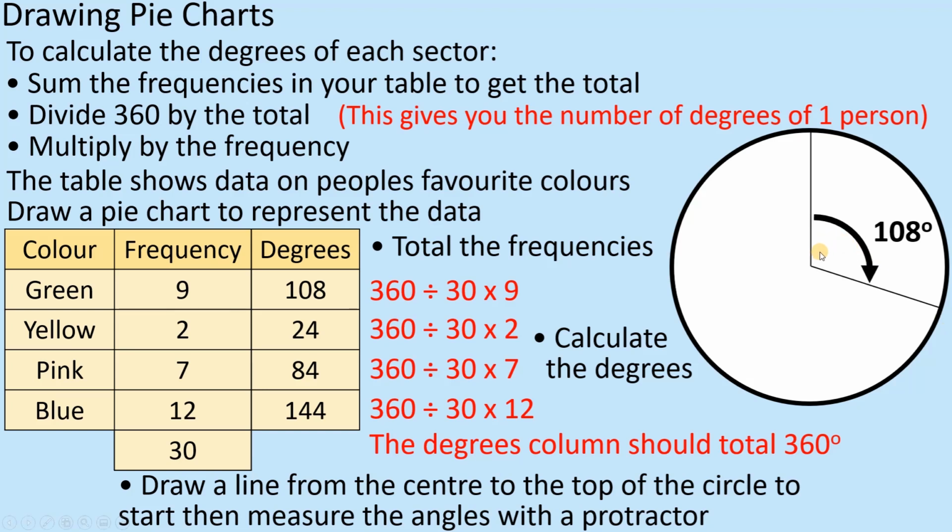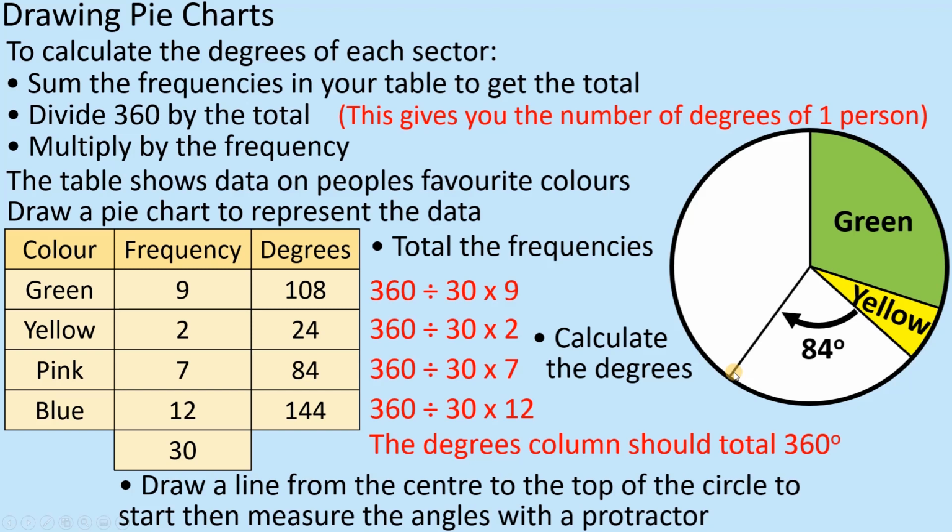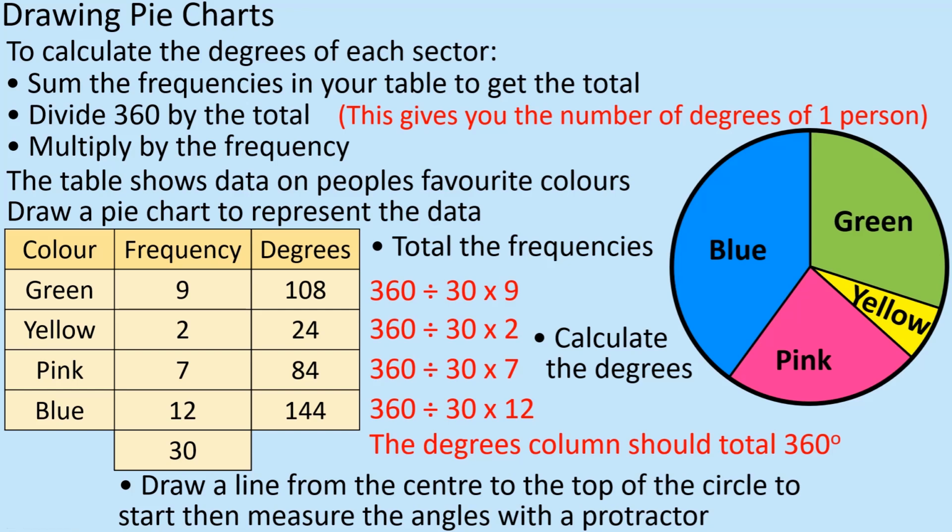You're then going to measure from this line 24 degrees in that direction, which will give you the next one. It's going to be about 24. And obviously colour in yellow. And then you're going to do from this line 84, which I reckon is going to be down there, something like that. There you go, 84 degrees. And then the final bit, and we can check this, that there to there should be 144 degrees. And of course that's blue. And that's my pie chart drawn.